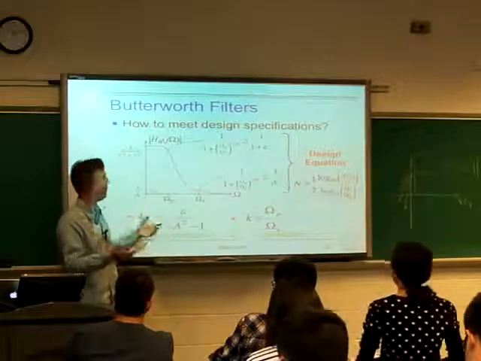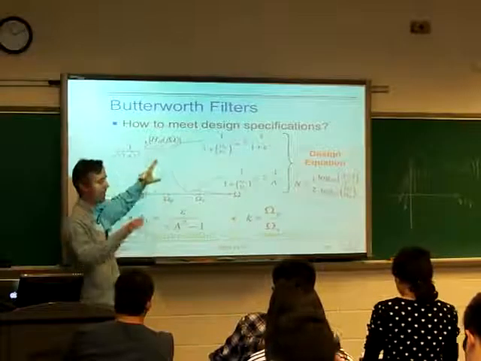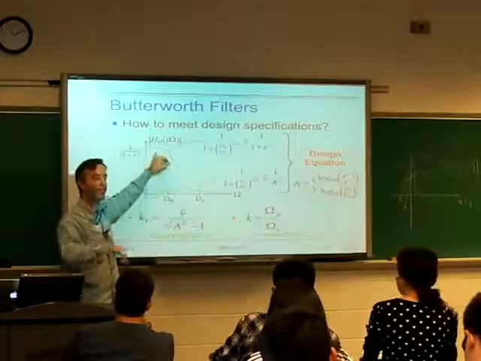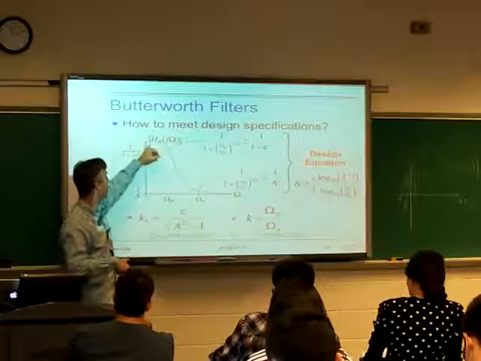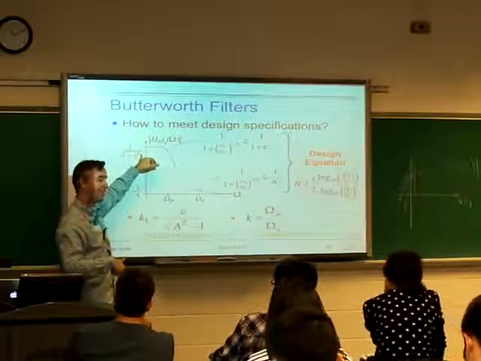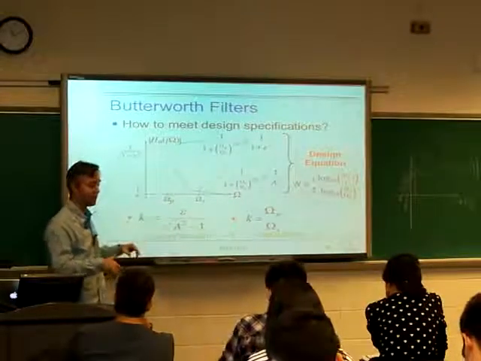But in the specification, we haven't said that it has to be monotonic. Because we're going to look at other filters that do other things in this range, but they're still going to have the same constraint that the gain has to stay between 1 and 1 over the square root of 1 plus epsilon squared up to that frequency.